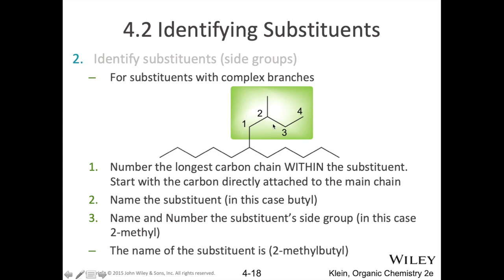So that's a butyl group. But now we have another carbon, a 1-carbon group or a methyl group, coming off that butyl group. So it becomes a methyl butyl group. Okay, now you've got to say where that methyl group is, and it's on the number 2 carbon. So it is a 2-methyl butyl group. Okay. Now, you want to put that name in parentheses, because if there are any other substituents on your parent chain, it can get kind of confusing when you see all of these things together.